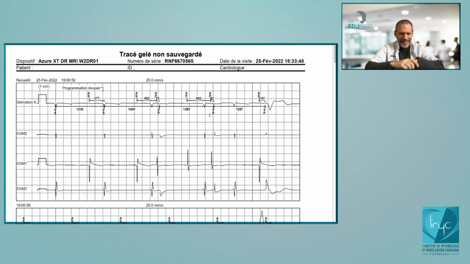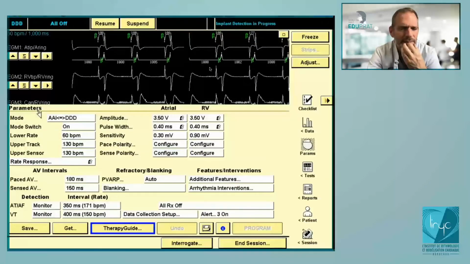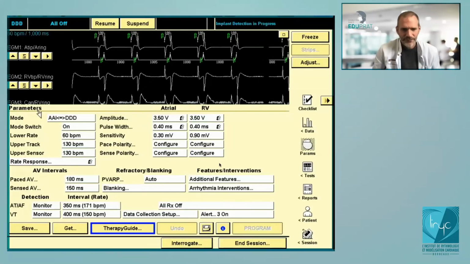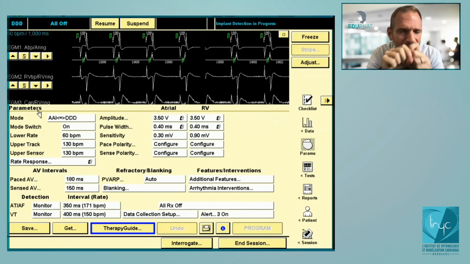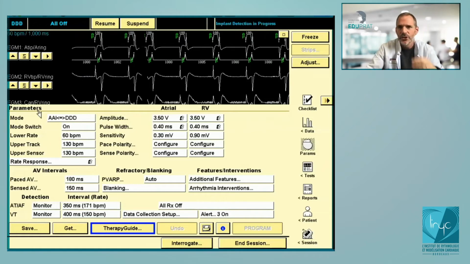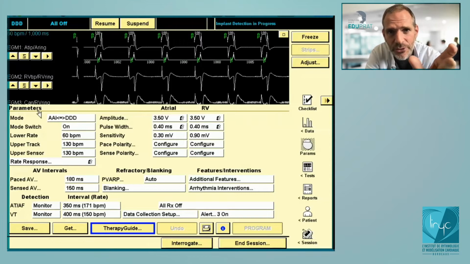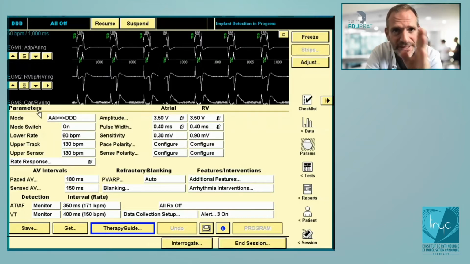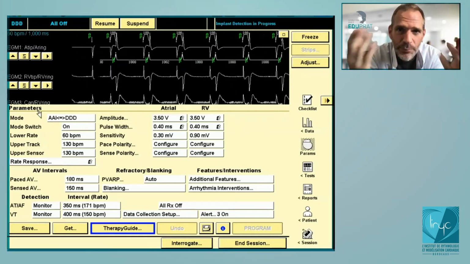Yes? If you come back now to the screen of the programmer, okay, this is a new device. This is the new version of the MVP. The mode is written the same, AAI DDD. The second point, the fact that you reduce the duration of the pause and you precede atrial pacing and ventricular pacing with 420 milliseconds, you cannot modify it. You cannot deprogram or reprogram.